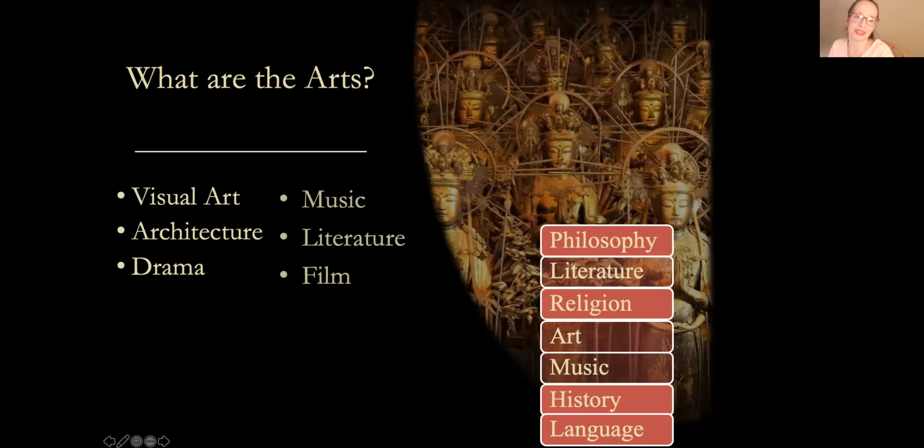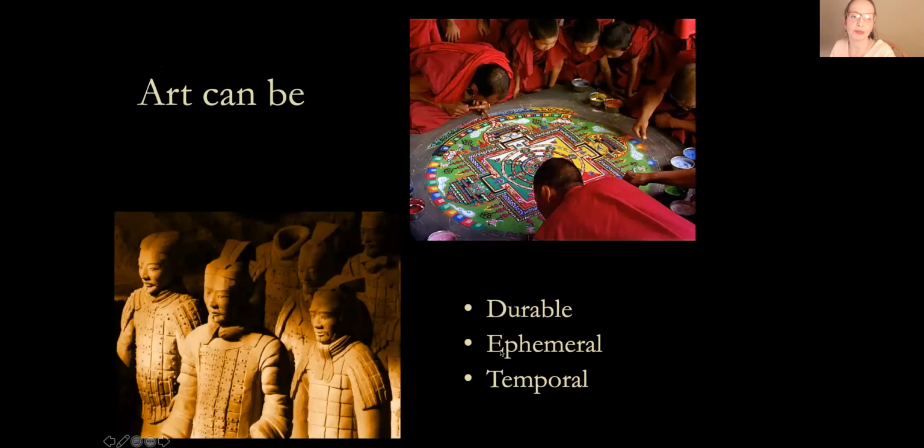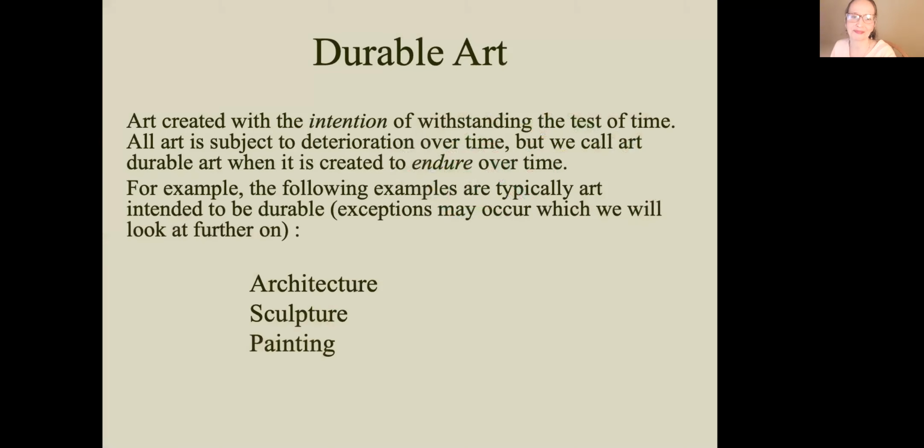What are the arts? Here they are: visual art, painting for example, architecture, drama, music, literature, and film. And as I said a moment ago, these connect to branches of the humanities that don't sit directly under the category of the arts. Art can be durable, ephemeral, or temporal, and that is the purpose of the rest of this discussion, understanding what these terms mean.